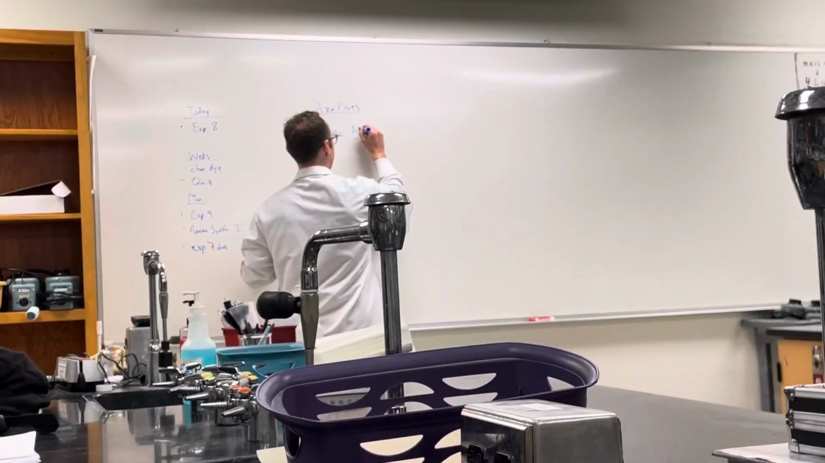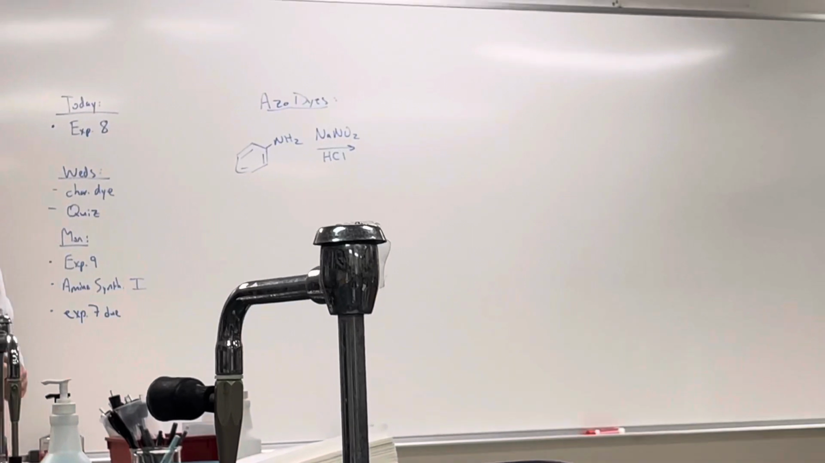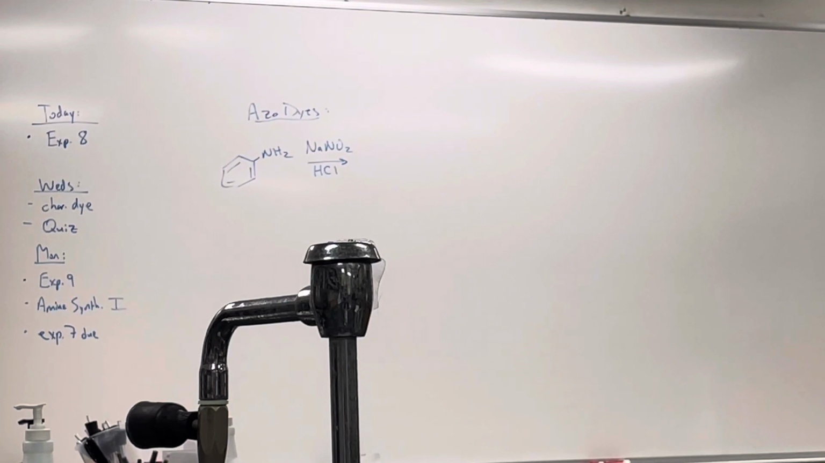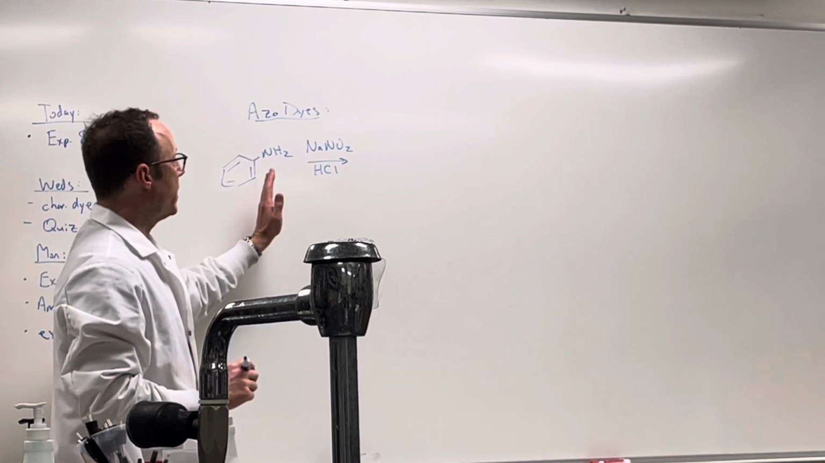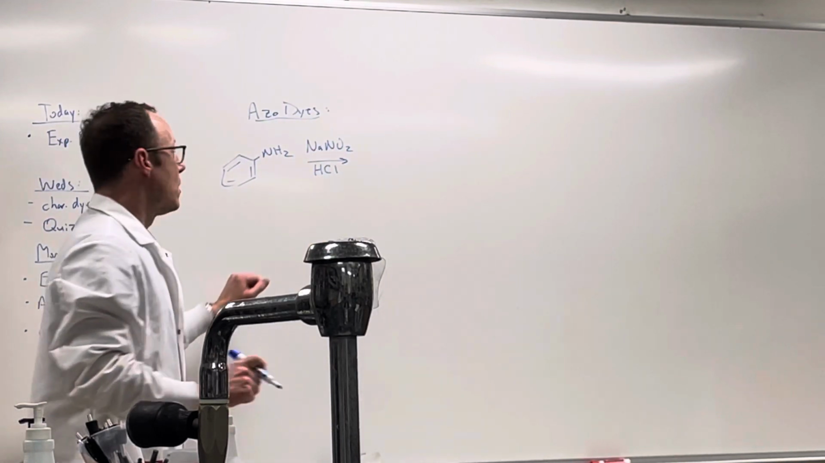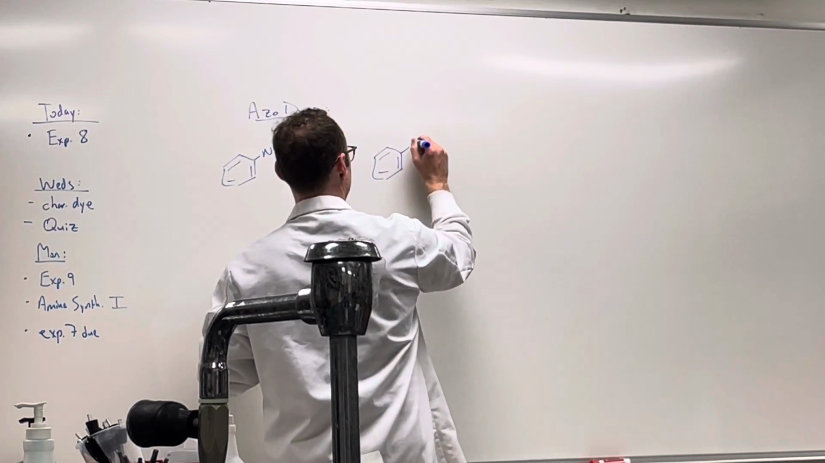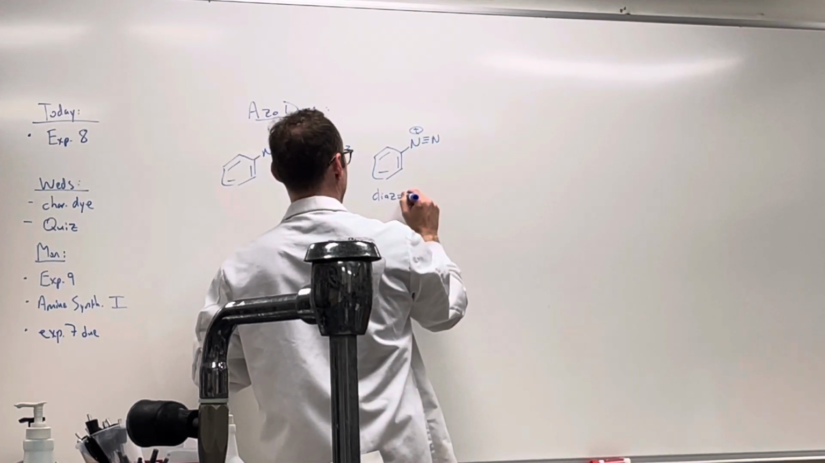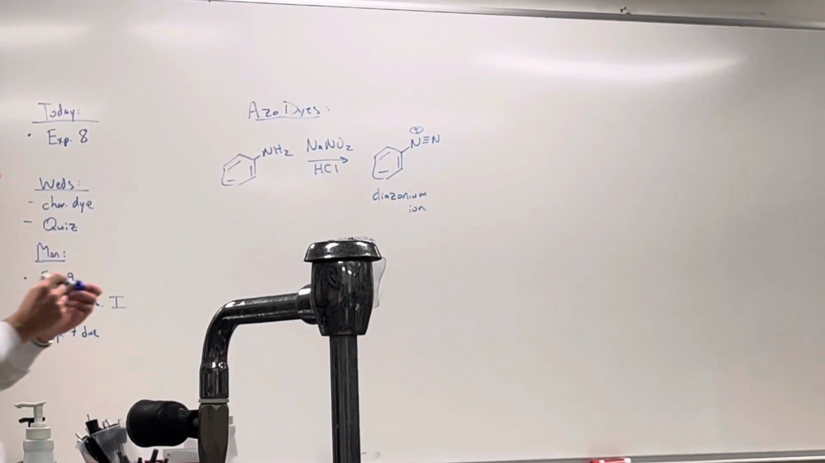So typically people will use sodium nitrite in HCl. And don't worry about the mechanism just yet. We'll get into all of those details on Wednesday in lecture. But what this ultimately does is the primary aromatic amine under these conditions will end up getting converted to an aromatic diazonium. And this is very, very useful chemistry.